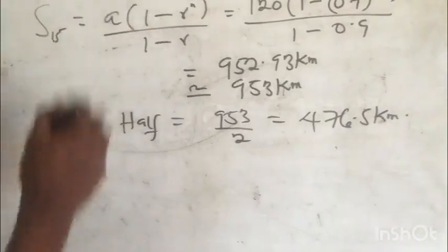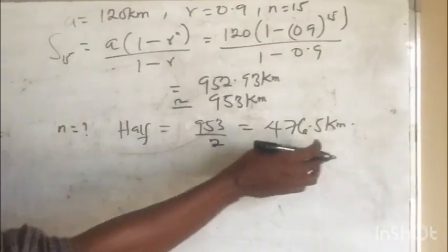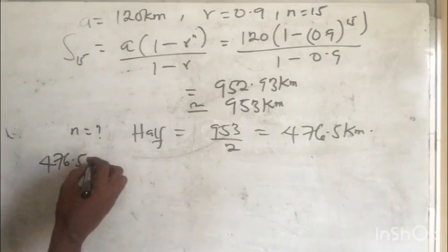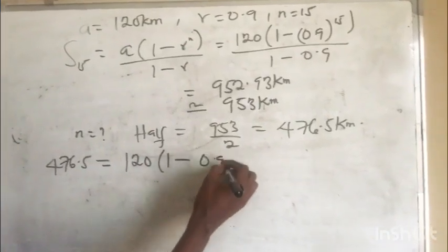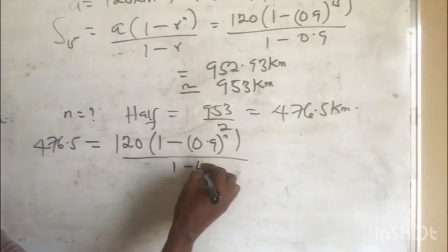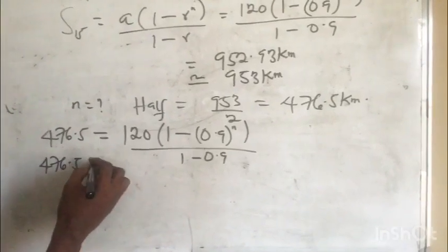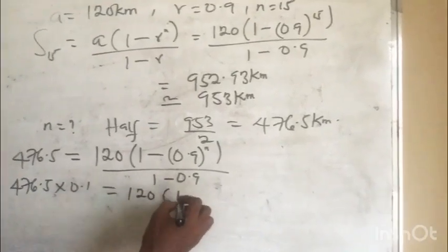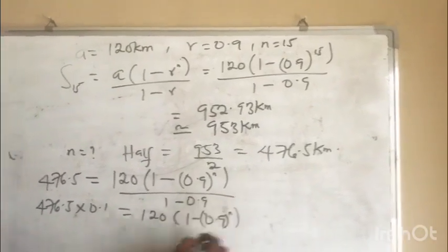Now, they say how many days do we have this distance. We are still using our sum, and don't worry, our A is still the same and our R is still the same. So that means Sn for the half of this, we have 476.5 equals A 120 into bracket 1 minus R 0.9 raised to power N, now everything divided by 1 minus 0.9. If you cross multiply here, we have 476.5 times 0.1 equals 120 into bracket 1 minus 0.9 all raised to power N here.